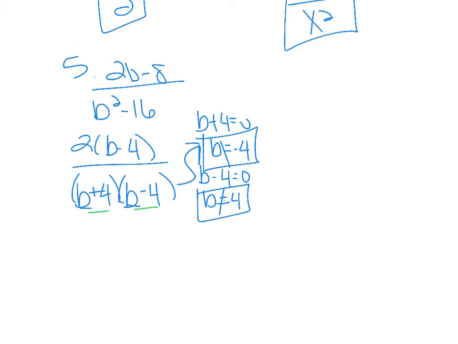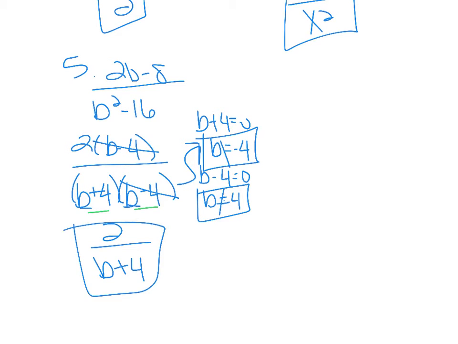b cannot be negative 4, b cannot be a positive 4, because when b is 4 and negative 4, my denominator is 0. Okay, and then if we go back and divide out any common factors, they have that b minus 4 in common. So I'm left with 2 over b plus 4. And then my 2 excluded values are boxed over there. Okay, last one of these, and then we're going to talk about a different concept.